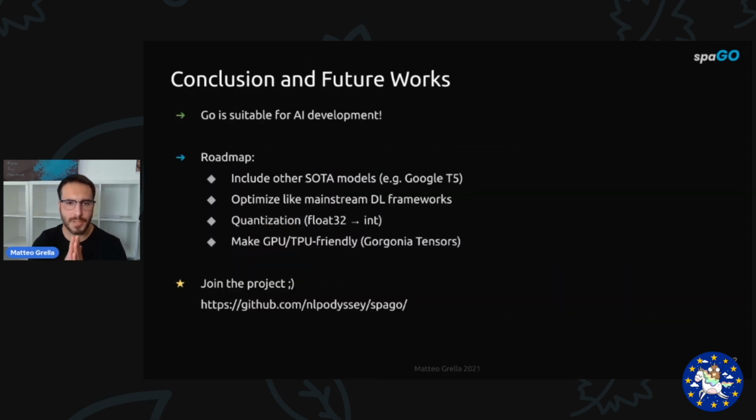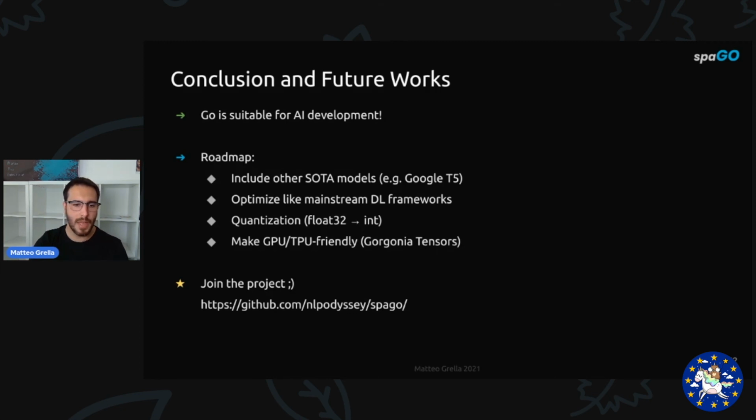So, conclusions and future work. We have to admit, I hope you will agree with me, that Go is very suitable for numerical computation, and especially for AI development. So please join the project and help us to improve even further the capabilities of spaGO, writing issues, asking questions, and telling us what we have in mind.